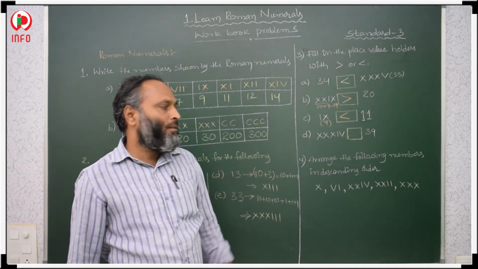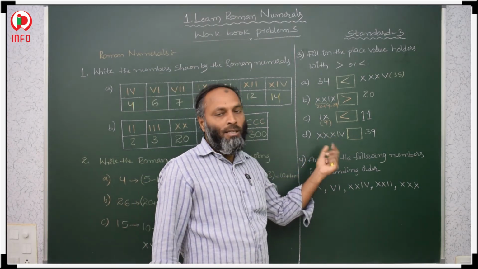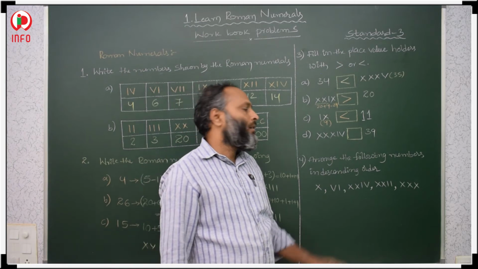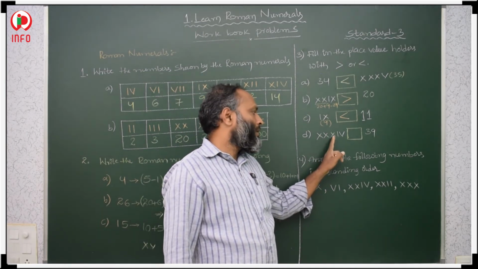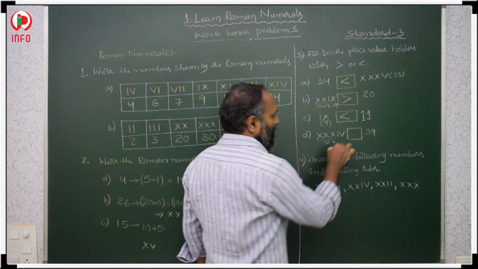Then after that, 10, 10, 10. Here the Roman numeral repeats thrice: X, X, X. Repeated Roman numerals means we have to add. 10 plus 10, 20, 20 plus 10, 30. Till here 30, then after that plus.